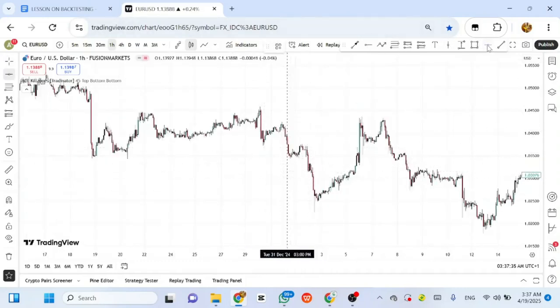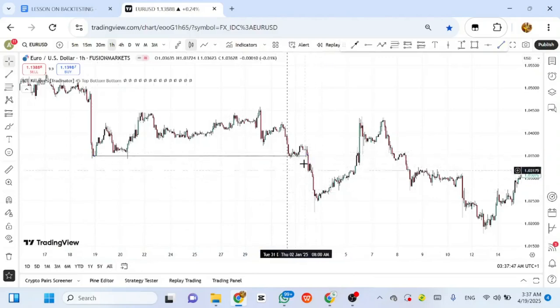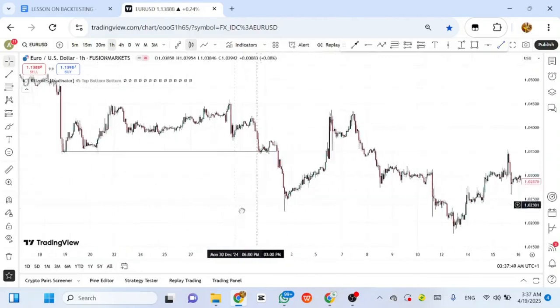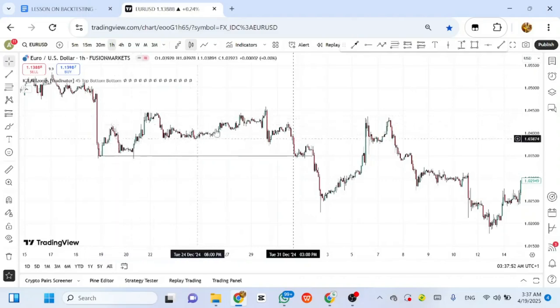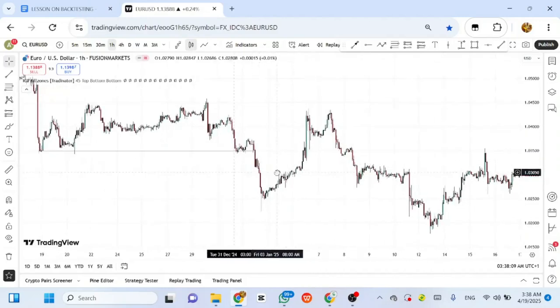So let me use this. Now this was a kind of resistance. See, this was a resistance. This was a zone. Take note. What happened? Price broke through this, right? And remember, price ranged in this particular zone, and then it broke through this. So if you're breaking this, it's a breakout. I'm just observing. This was a Tuesday, Wednesday, Thursday.